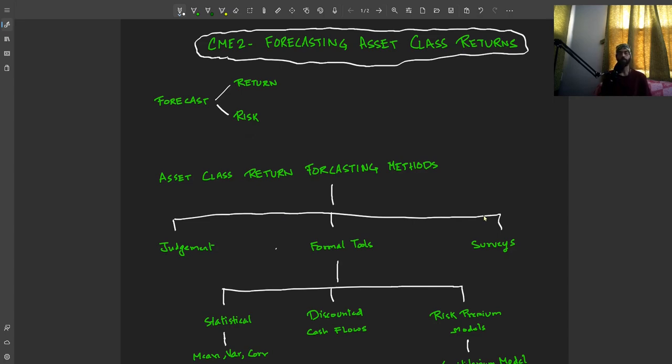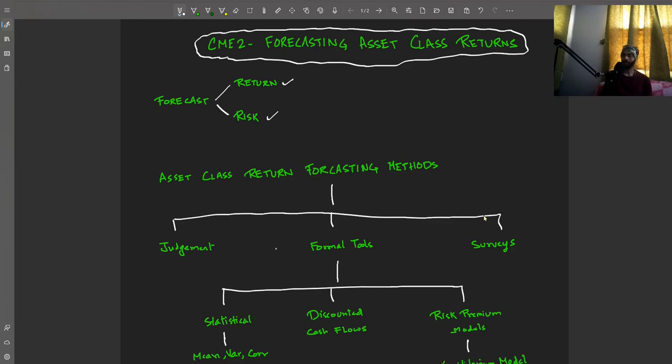So friends, welcome to this new chapter of CFA Level 3. It's the part 2 of capital market expectations, and the chapter's name is Forecasting Asset Class Returns. So when it comes to forecasting, there are primarily two things that we are looking to understand. One is the risk and the other is the return.